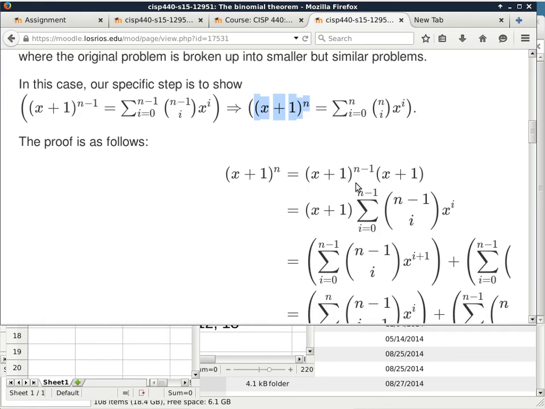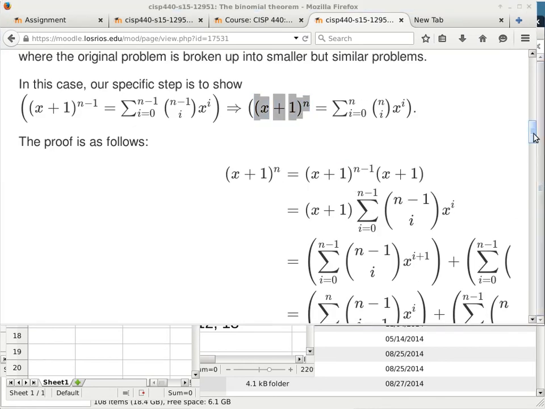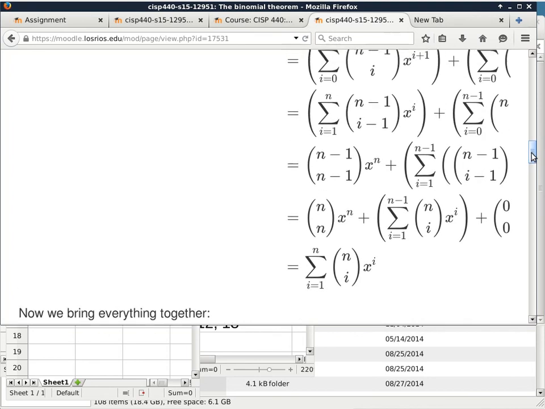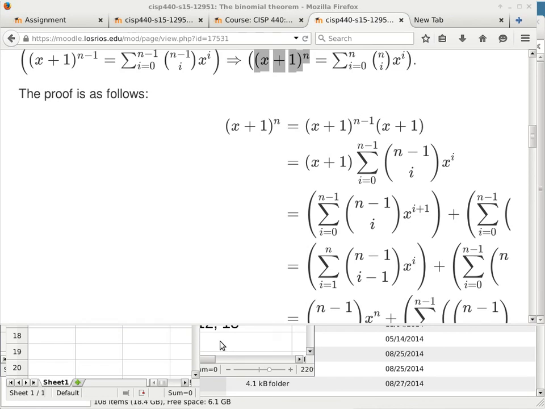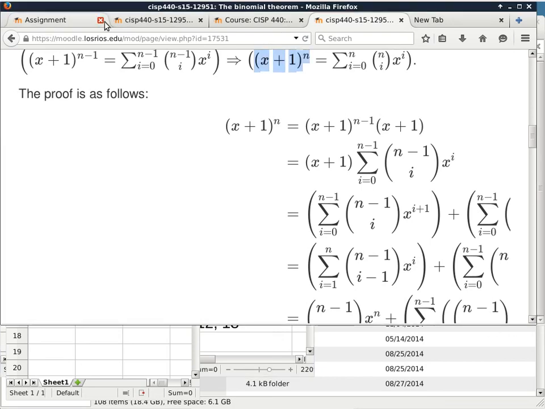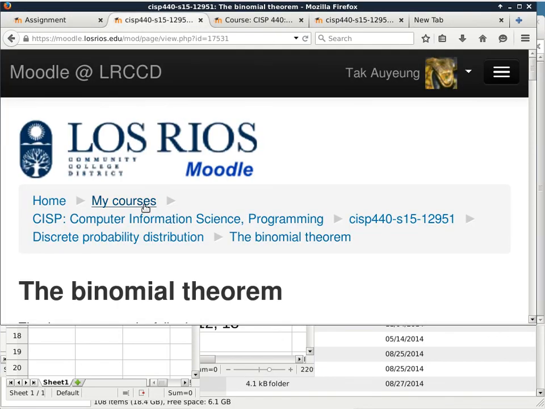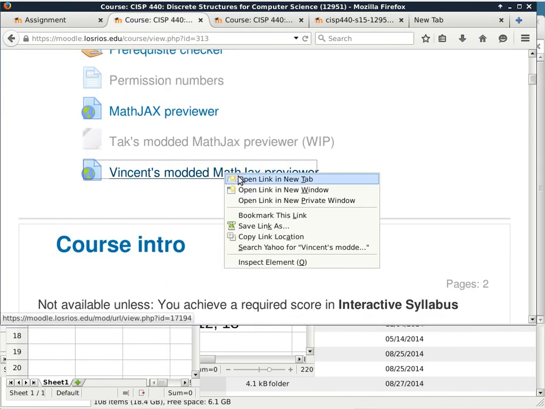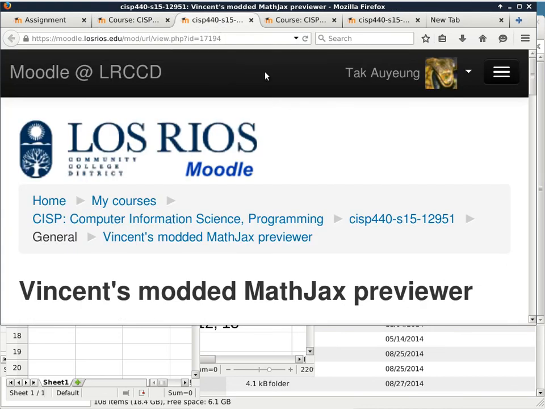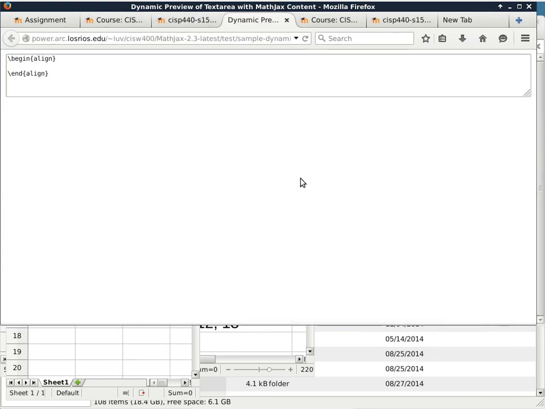And unfortunately, the formatting is off center a lot, and I can't pull it back to the other side. I wonder if I use the other browser, it would be better. Just hold on one second. Let me give it a try. I'm going to use Vincent's modded previewer, and then we'll just copy and paste it. Here it is.